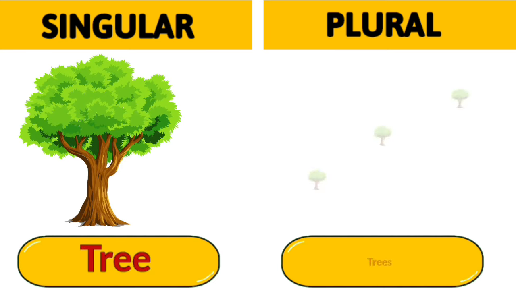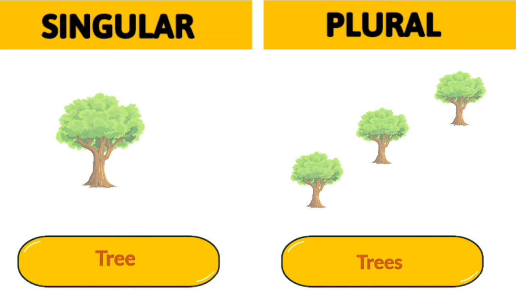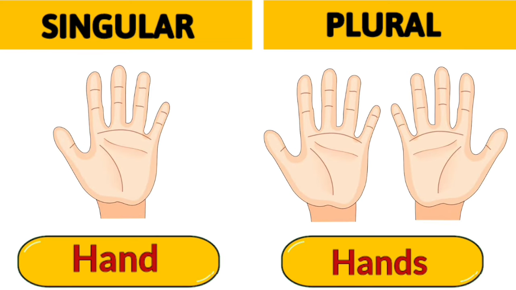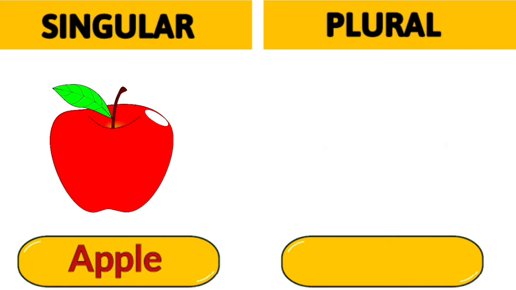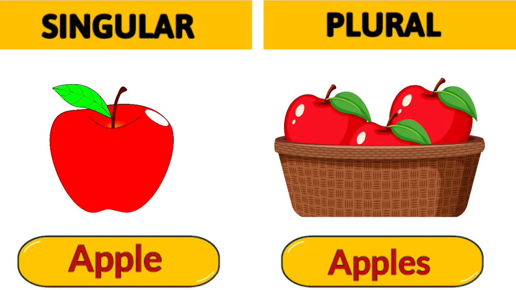Tree. Trees. The plural of tree is trees. Hand. Hands. The plural of hand is hands. Apple. Apples. The plural of apple is apples.